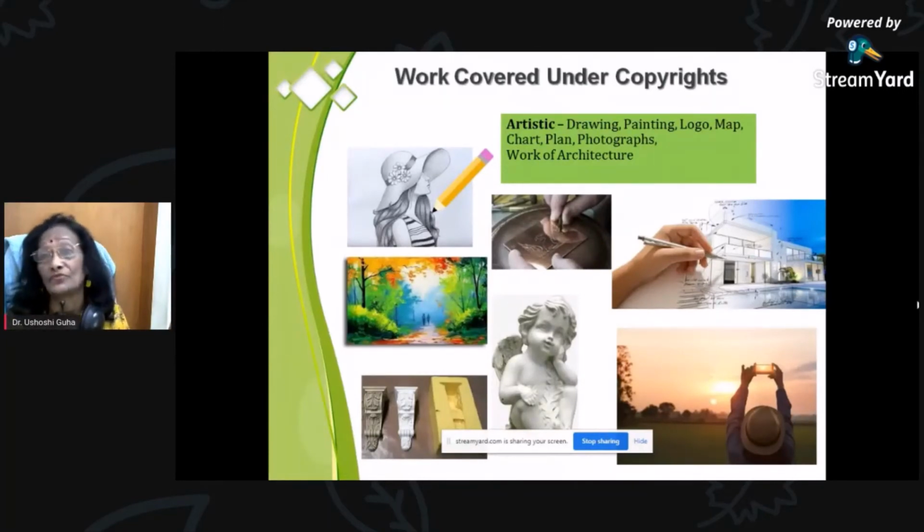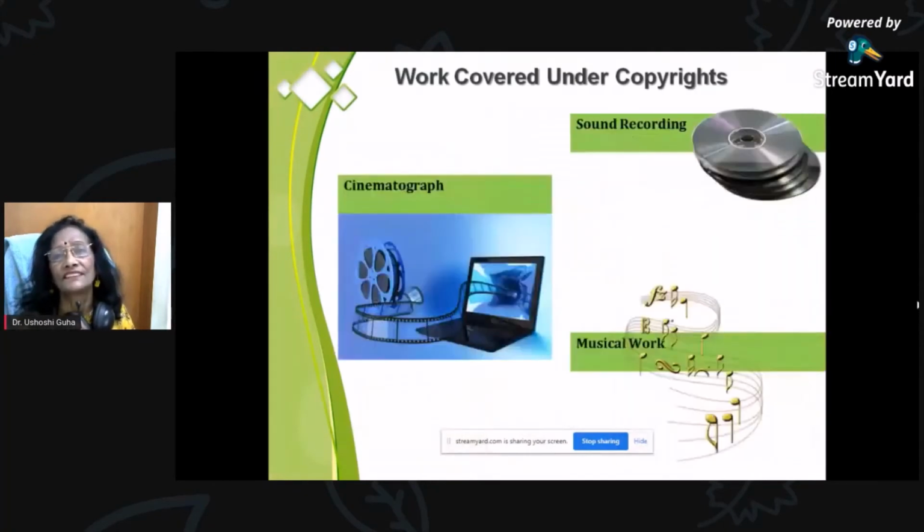This is again one more field, how logos contain the trademark and copyright both. Sometimes logos just go as a logo, but whatever punchline or other things are written are exposed to the public domain and are uncovered by copyright. Then map, chart, plan, photograph. Here, look at the beautiful sculpture photograph. They are all under the cover of copyright, and it should be registered. Unless it is registered, it is prone to theft and prone to being copied by others.